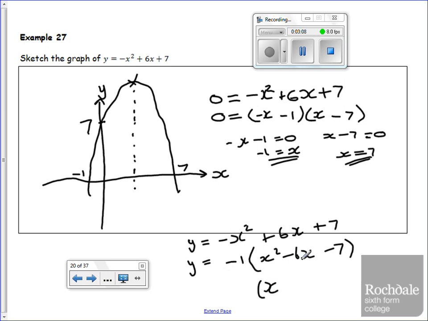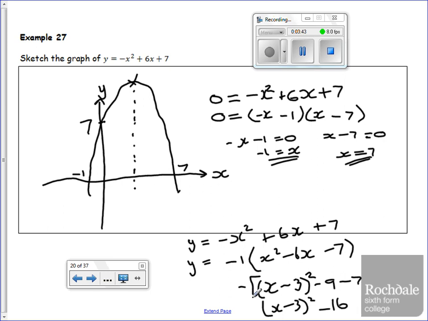So remember, we halve the coefficient of x, so half of 6 is 3. Subtract 3 squared, so subtract 9, subtract 7. So we've got x minus 3 all squared minus 16. Now we need to remember that actually it wasn't x squared minus 6x minus 7. We had a factor of minus 1 in front. We just factorised and took out the minus 1 just to make it much easier to deal with.